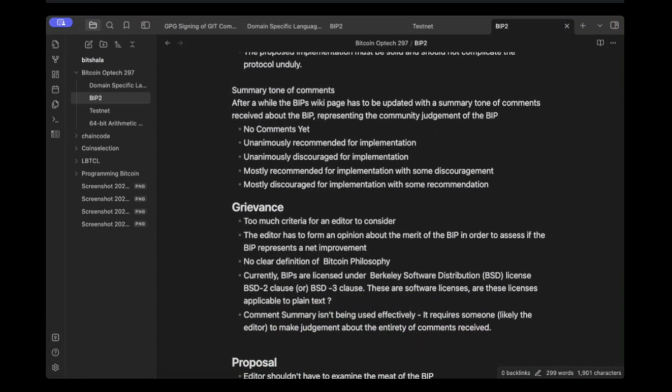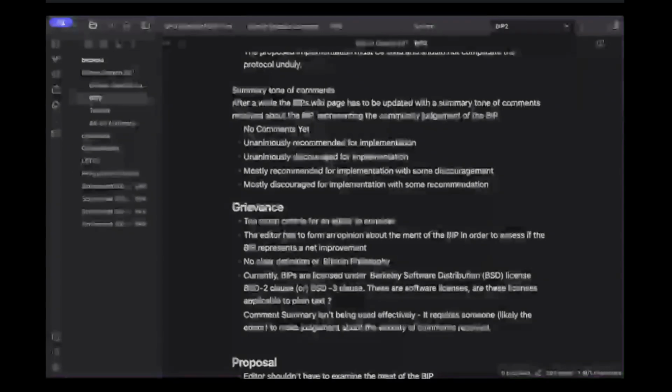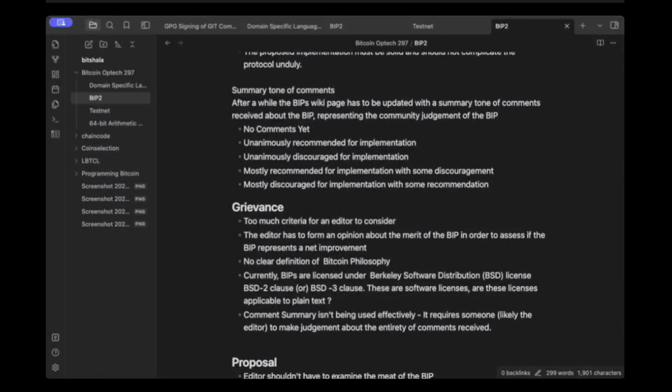So people want to structure the editor's job further. And the editor has to form an opinion about the merit of the BIP in order to assess if the BIP represents a net improvement. Like the minimum criteria that a BIP should have is that it should provide a net improvement to the protocol.